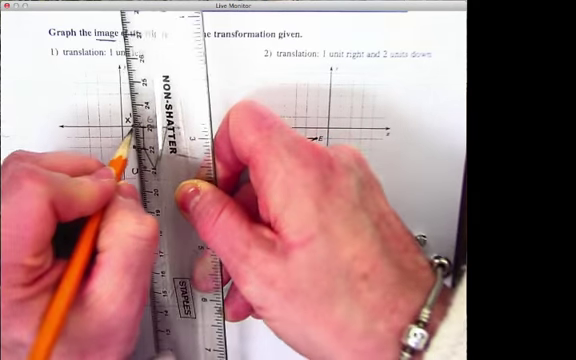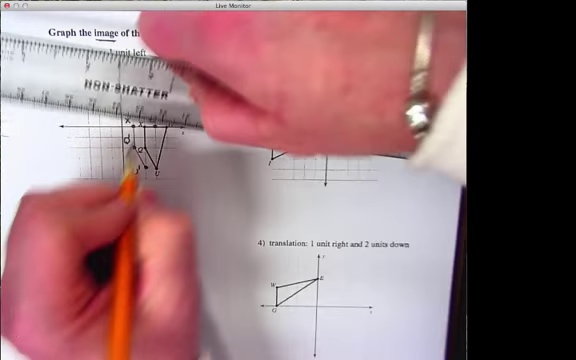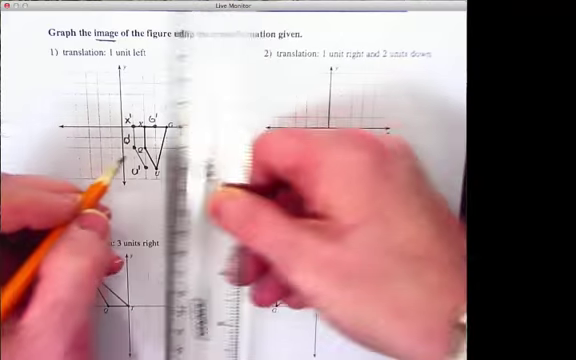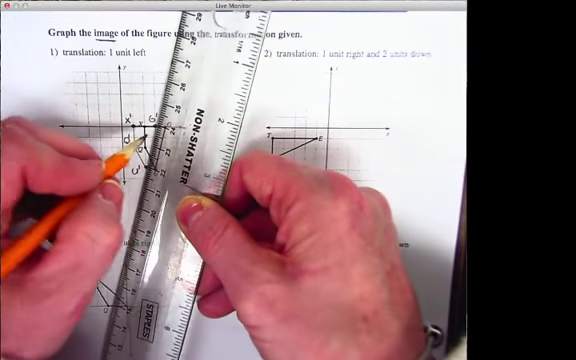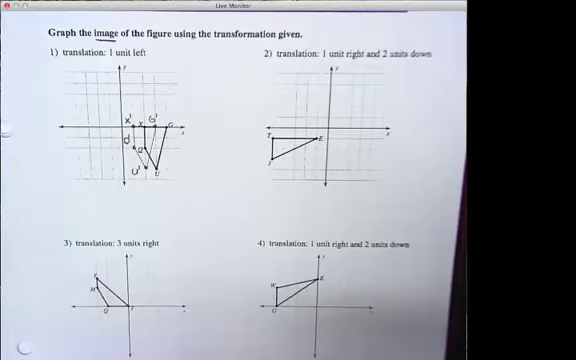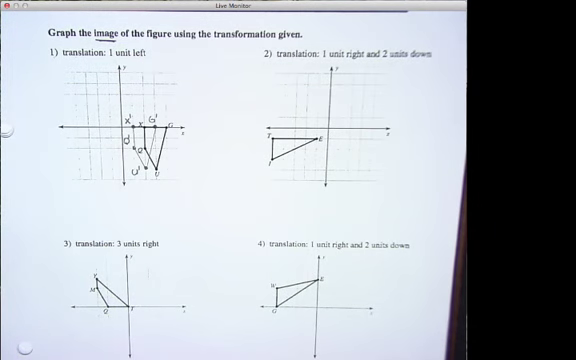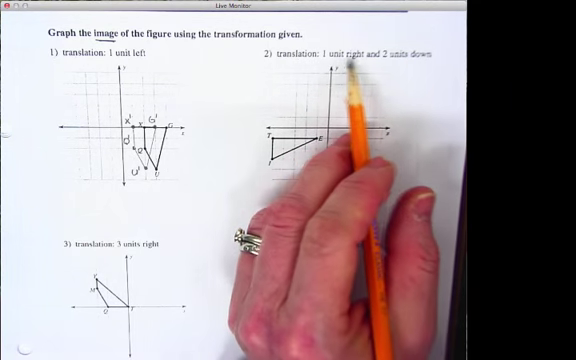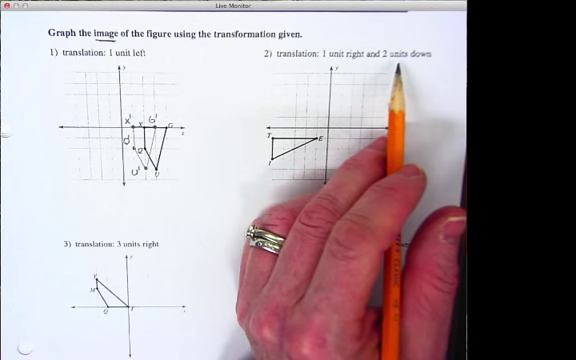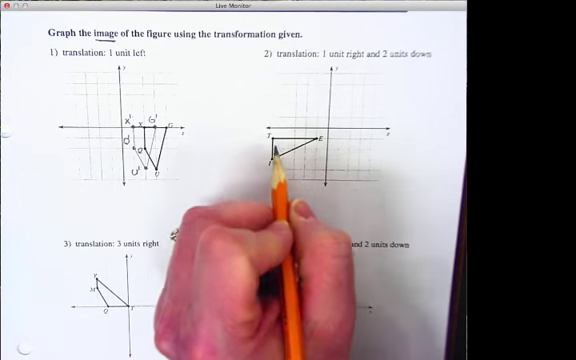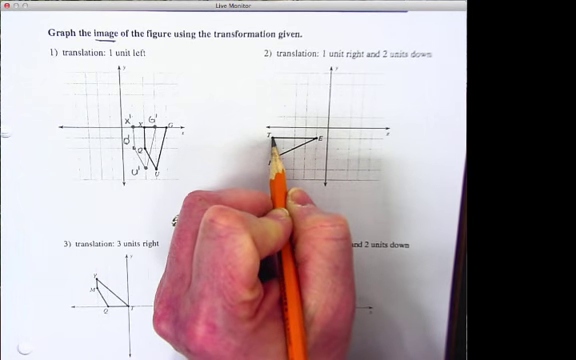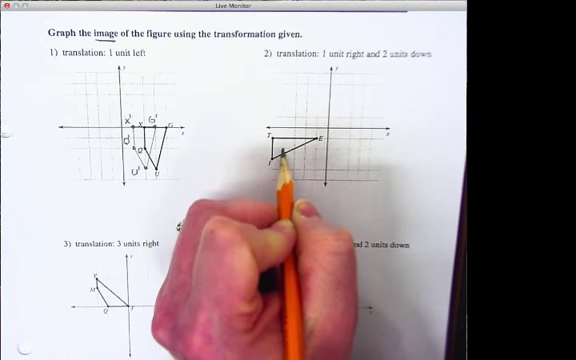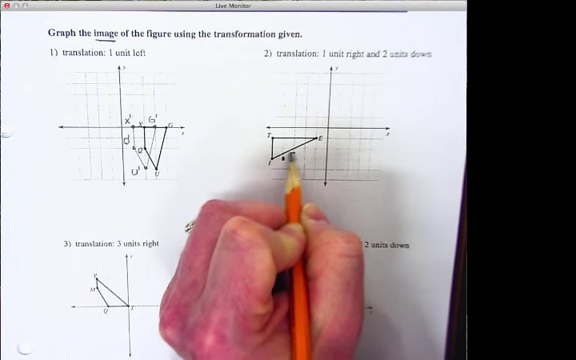Now ask yourself, if you move the entire figure 1 unit to the left, did you change its shape? Or should it look exactly the same? Hopefully you came up with that it's exactly the same figure, we just moved it to the left 1 unit. Okay, let's look at number 2. Translate 1 unit to the right and down 2 units. So we're going to take this and go 1 unit to the right and down 2 units. 1, 2. That's where our new t prime is.